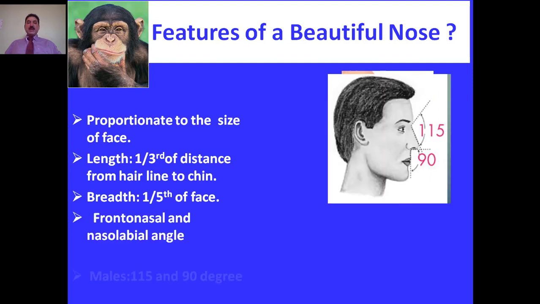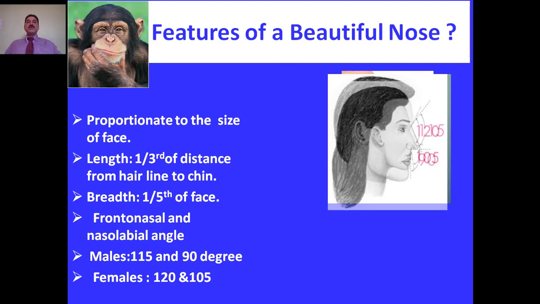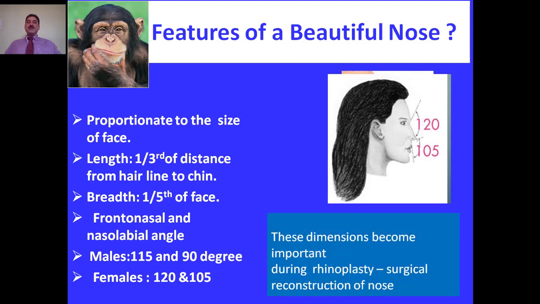Frontonasal and nasolabial angles also contribute to the beauty of the nose. In a beautiful nose, in males, the frontonasal angle should be 115 and nasolabial angle 90 degrees. In females, frontonasal angle of 120 and nasolabial angle of 105 contribute to the formation of a beautiful nose. These dimensions become important during rhinoplasty, that is surgical reconstruction of the nose.